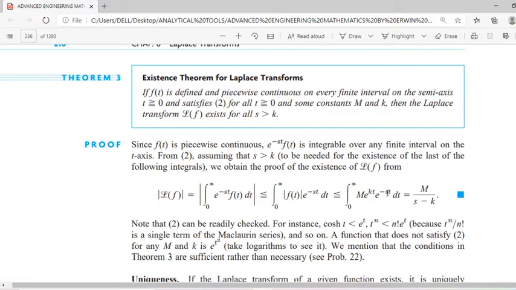s minus k. Instead of kt, we can view it as minus of minus kt. That means e raised to minus bracket s minus k into t, dt.